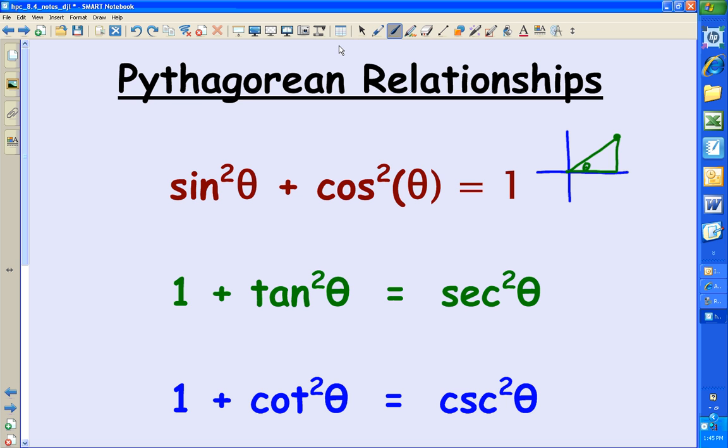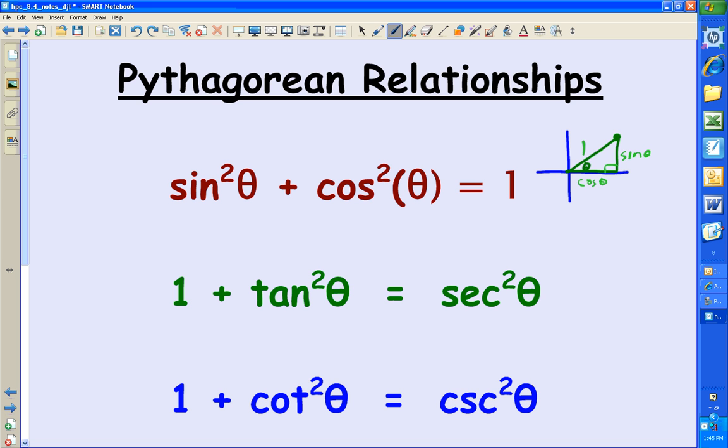So this is the cosine of theta. This is the sine of theta. And in the unit circle, the radius is 1. So the Pythagorean identity is cos squared plus sine squared equals 1. Cos squared theta plus sine squared theta is equal to 1. We're going to come back to this one in a second, but for right now, let's just leave it like that.